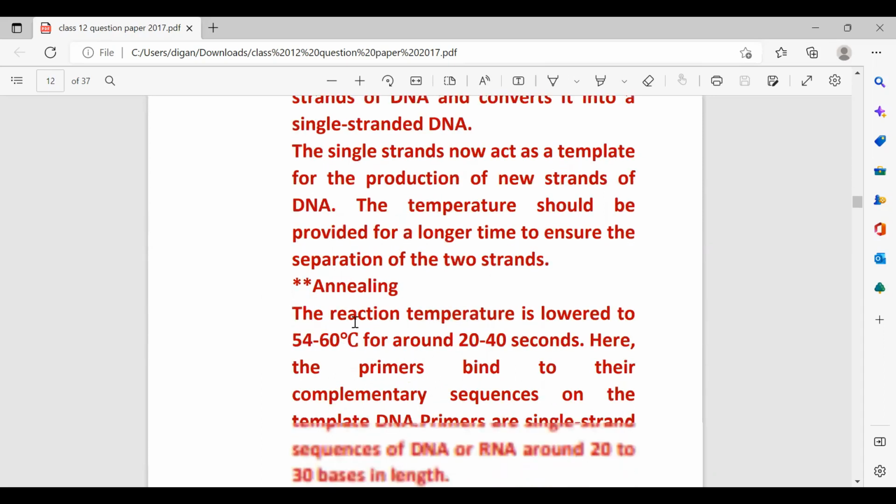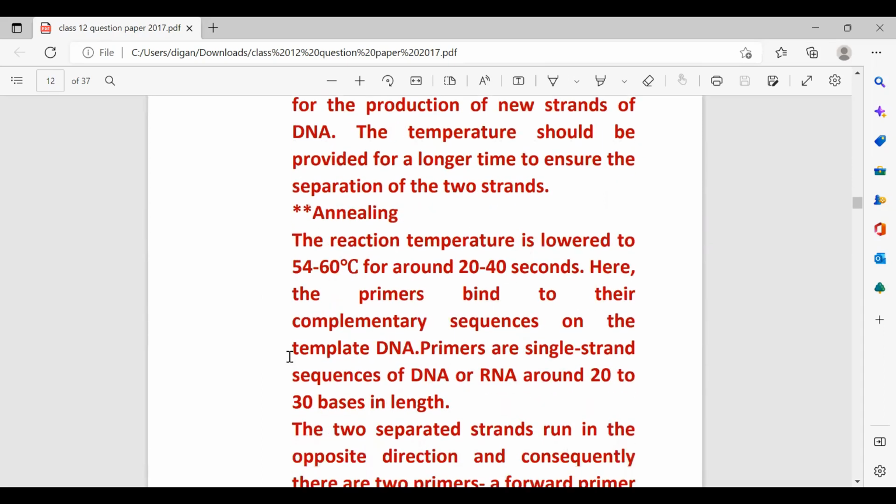In the next step, the temperature is lowered to 54 to 60 degrees centigrade, whereas in the first step it was 94 degrees centigrade, for around 20 to 40 seconds. And here the primers bind to their complementary sequence on the template DNA. The primers are single strand sequences of DNA or RNA around 20 to 30 bases in length.